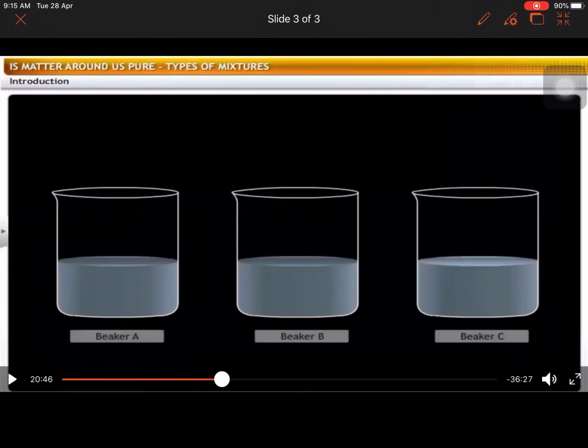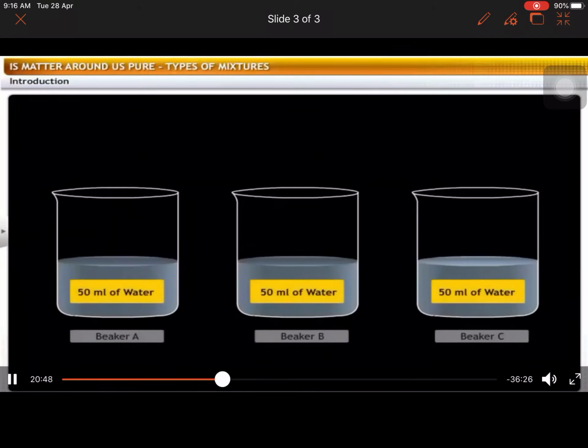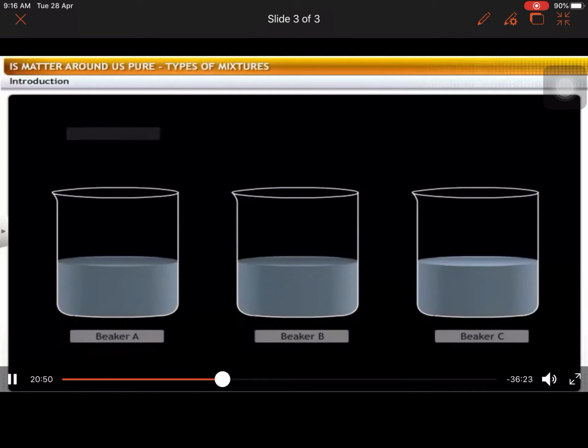In this video we are going to discuss what type of mixtures are. So start with types of mixtures. We are having three beakers: beaker A, beaker B and beaker C, with 50 milliliters of water in each.